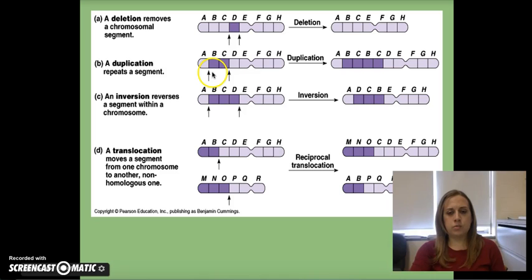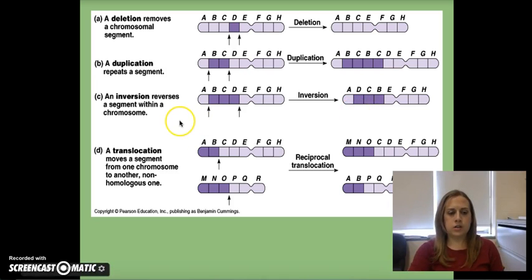A duplication then would be if you duplicate a section of chromosome. So B and C is highlighted here, and you can see that we've now extended this chromosome because we have duplicated the sections labeled B and C. An inversion would be when you actually flip part of the chromosome. In this case, the highlighted sections are in the order B, C, D, and now over here it goes A, D, C, B, E. And so we flipped this chunk of the chromosome.